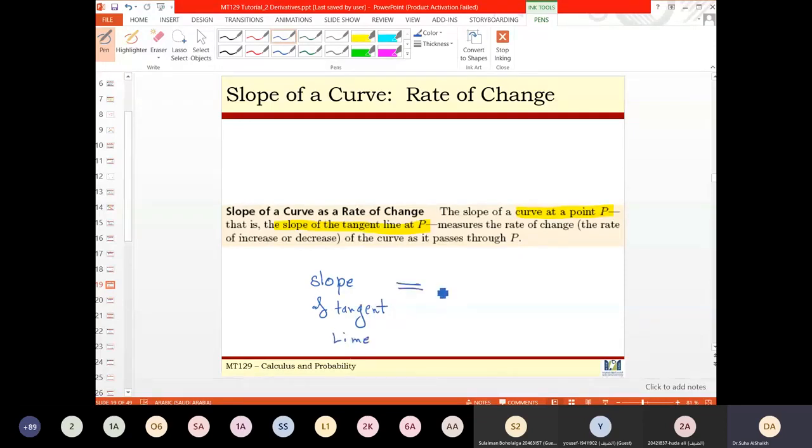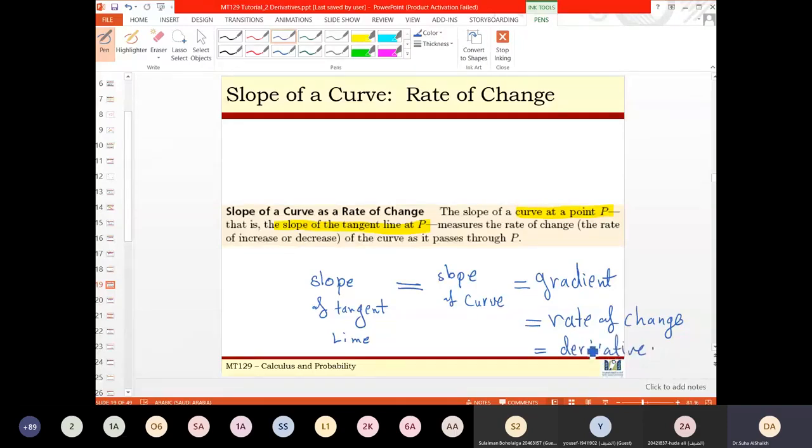نفسها slope of a curve. نفسها when we say we want the gradient. نفسها لما أقول أبغى the rate of change. و later on you will see all of this معناها الديريفاتيف. كل هذه الأشياء تعني الديريفاتيف. The slope of the tangent line, the slope of the curve, والgradient, والrate of change كلها معناها الديريفاتيف of the curve at the specific point.